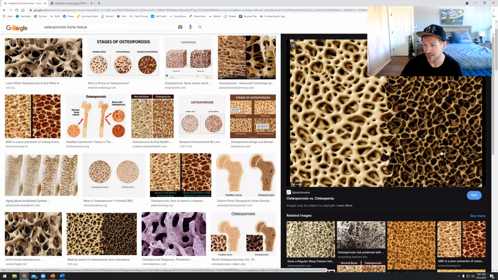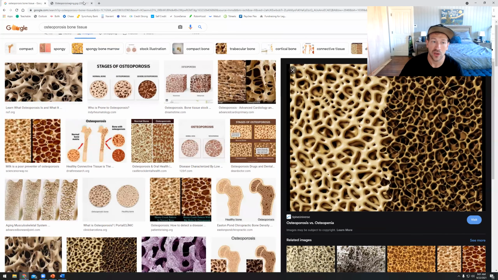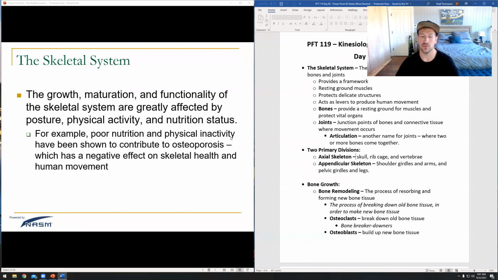Where it's just not as dense. And that's much more likely to experience hip fractures and broken bones and things like that. So we are trying to avoid that as much as possible. Poor nutrition can lead to that, but also physical inactivity can contribute to that as well. And what's interesting about your bones is they grow in the same way that your muscles do.